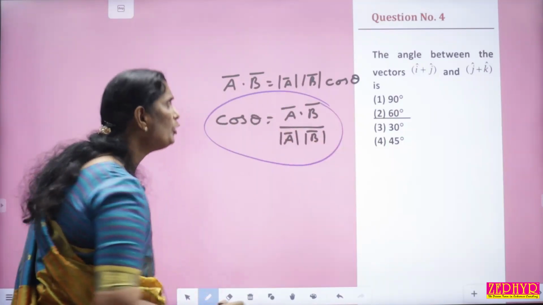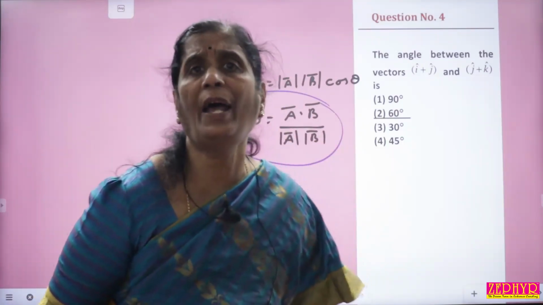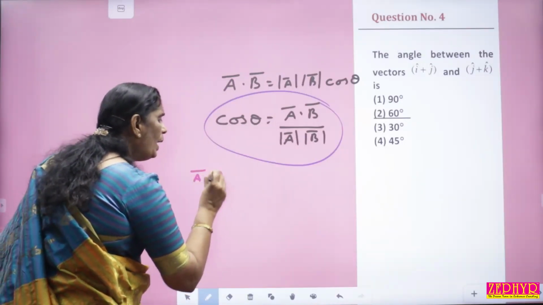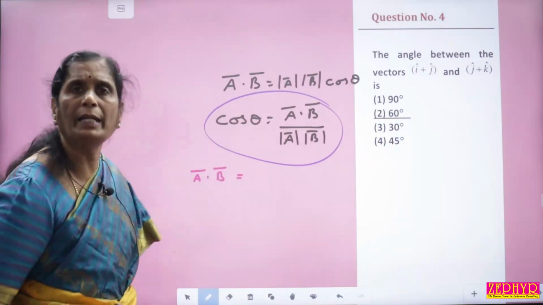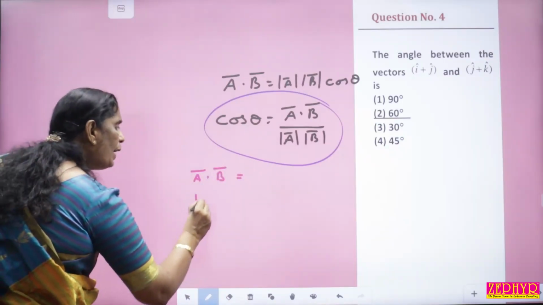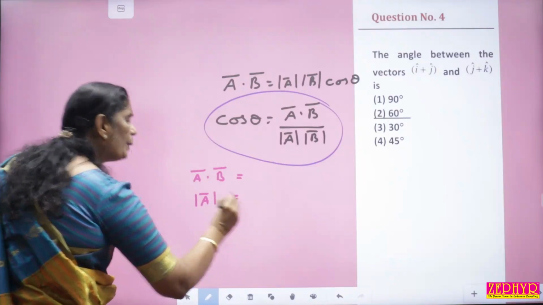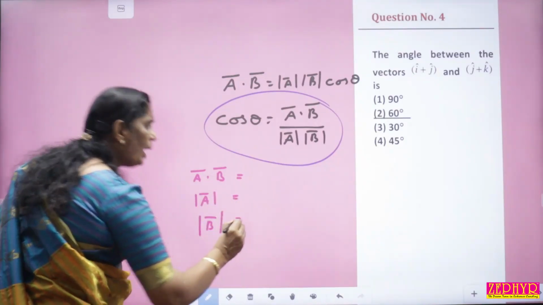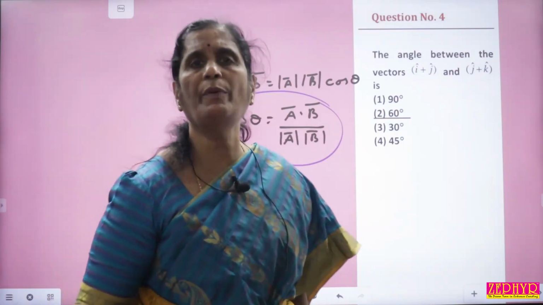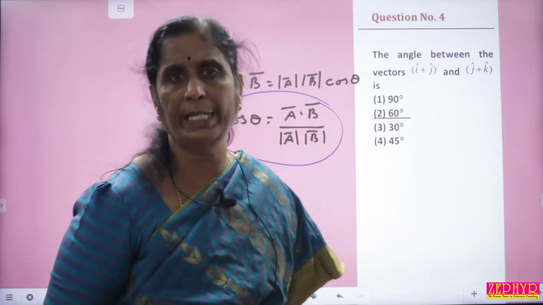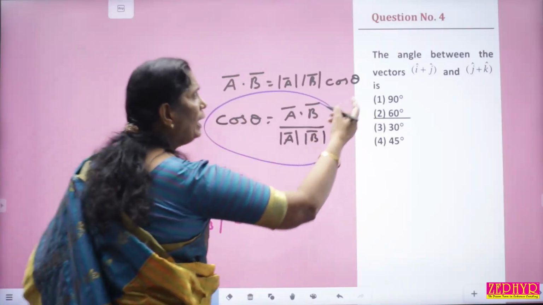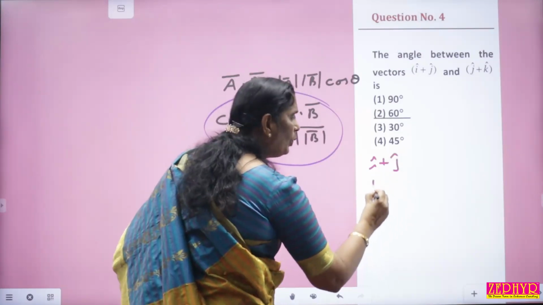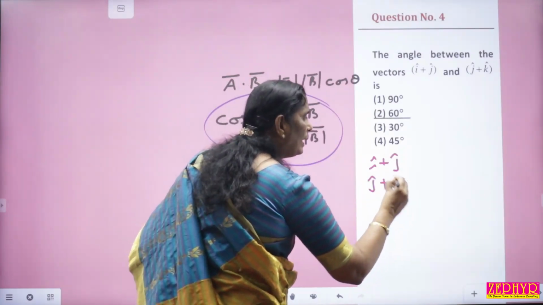Now to find cos theta, what are the steps I have to write? First step is A bar dot B bar, put it in the numerator. Second, find mod A bar. Third, find mod B bar. After getting all these three values, just put the values in and you will get it. So now we have i bar plus j bar, and please note down j bar plus k bar.